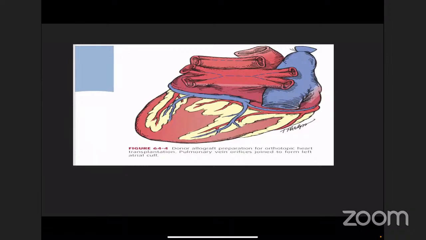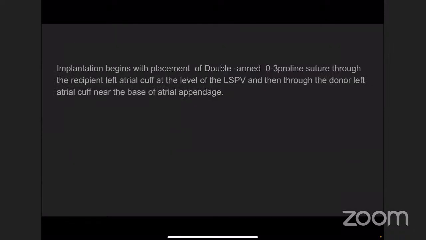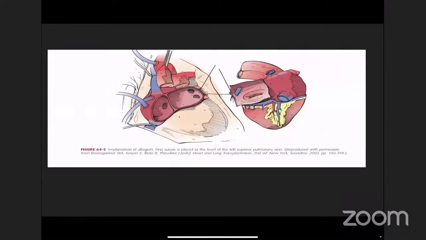The pulmonary veins are joined to the left atrial cuff. Implantation begins with the placement of a double-armed 3-0 Prolene suture through the recipient's left atrial cuff at the level of the left superior pulmonary vein, and then through the donor left atrial cuff near the base of the atrial appendage, as we see here in the picture.